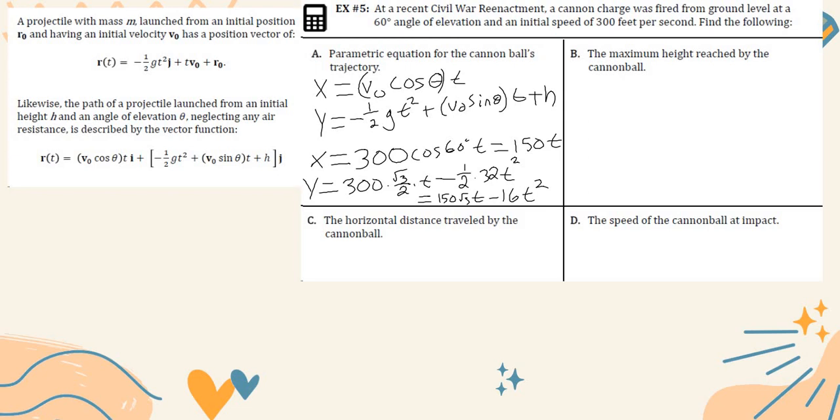Alright, then what's part B asking us for? The maximum height. Okay, so what do we want to do? How do I find that? Do I have a velocity equation? Then you gotta find it.